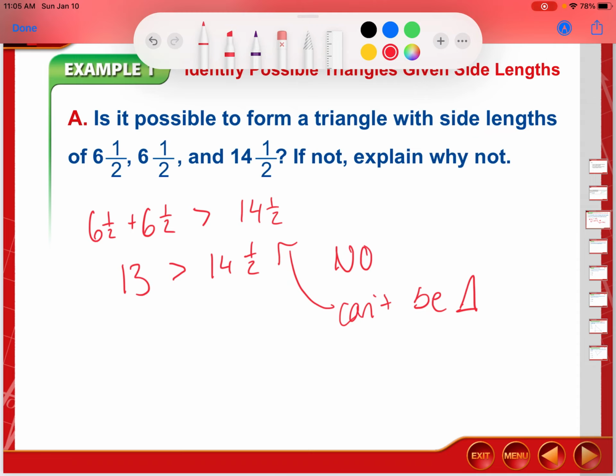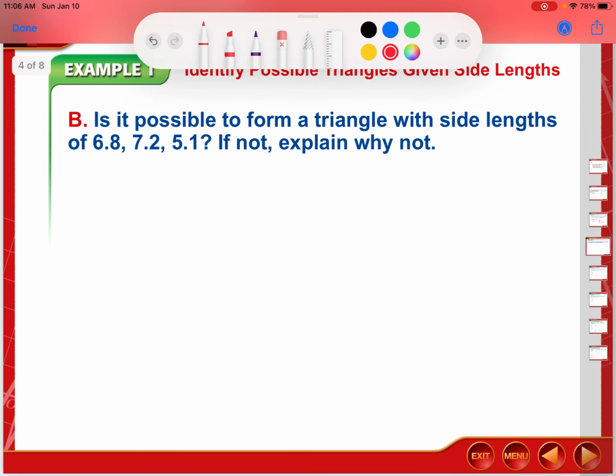Now, if we did want to check our other ones, we could say 14.5 plus 6.5 is 21. 21 is greater than 6.5, and then our other one would be 14.5 plus the other 6.5, which would still be 21, and it's still greater than 6.5. So my trick of just always starting with the two smallest side lengths will save you a lot of time in this.